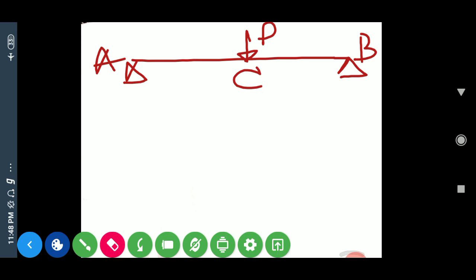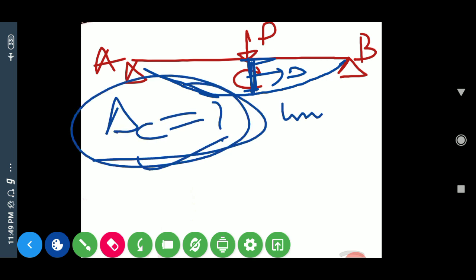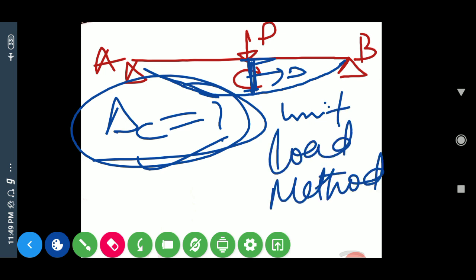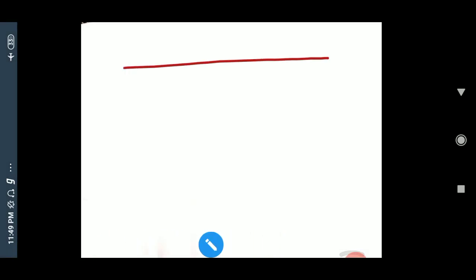This beam will bend along this manner. So at point C, what is the value of deflection at point C? We have to determine this deflection at C using the unit load method. So let's solve this question. So first of all, what we will do, we will determine the value of reactions.